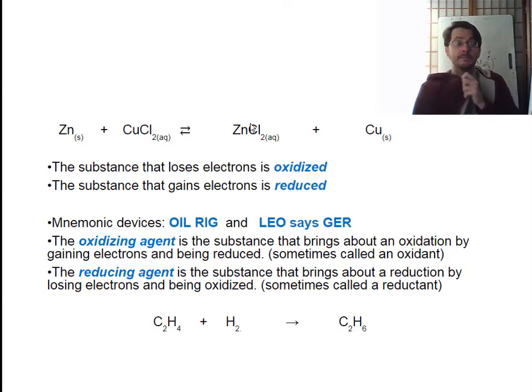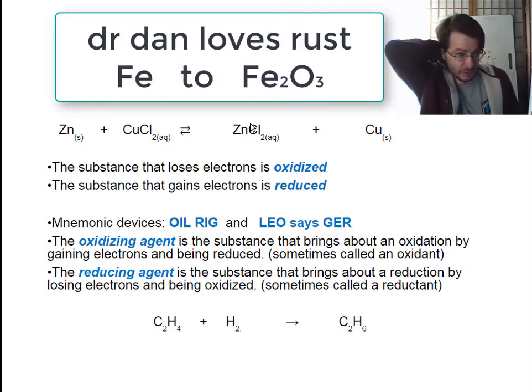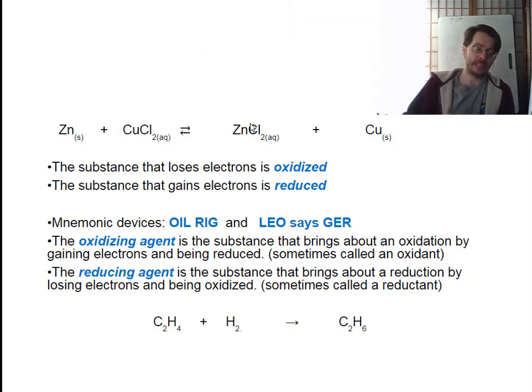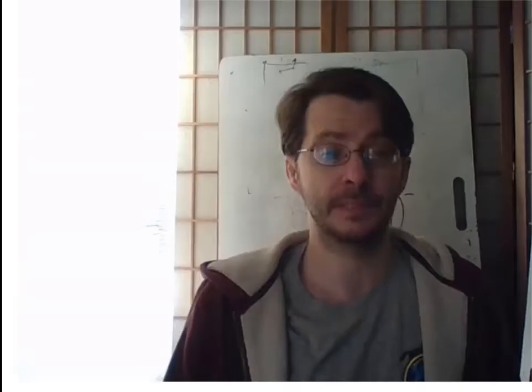All right. Another way of thinking about this has to do with rust. All right. I like rust. Iron is oxidized by oxygen to make rust. Iron 2 and iron 3. So it increases. Iron goes from iron 0 to iron 3 or iron 2 to make rust. The oxygen oxidizes the iron. All right? So that's the process.